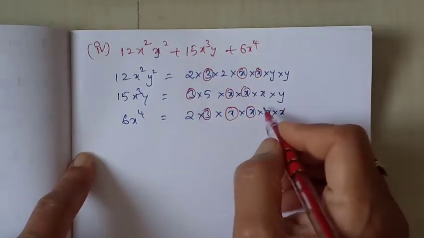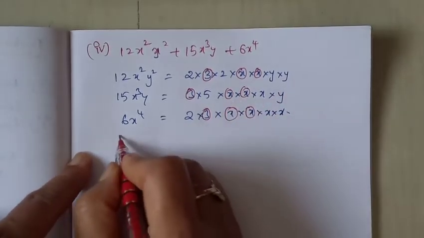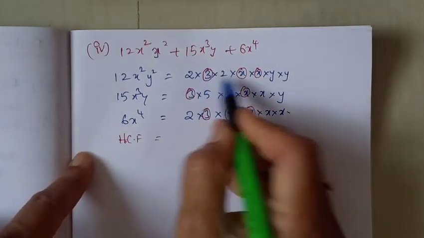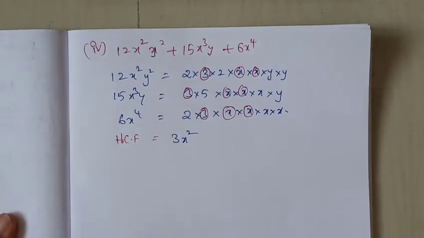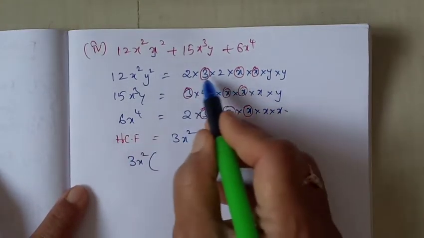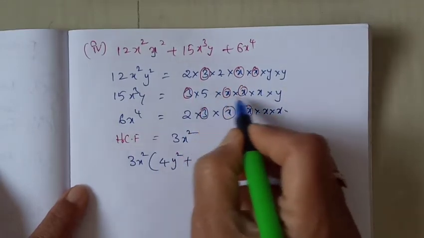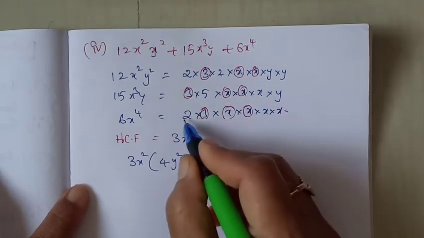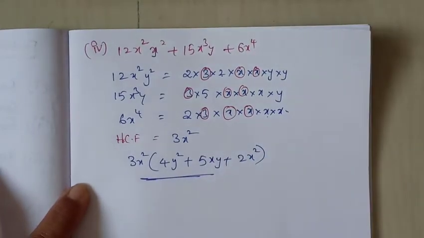Now let us check the y, it is not there in the last term. Then HCF, what is HCF here? Highest common factor is 3x square. Now I'll take 3x square as common. So what is left in the first term? 2 2s are 4, 4y square. What is left in the second term? 5xy. What is left in the third term? 2x square. This is called taking out common factor.